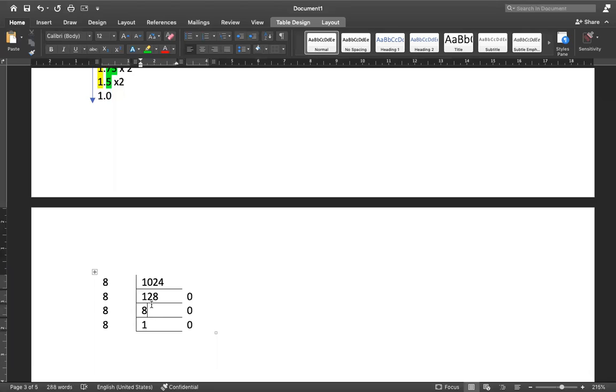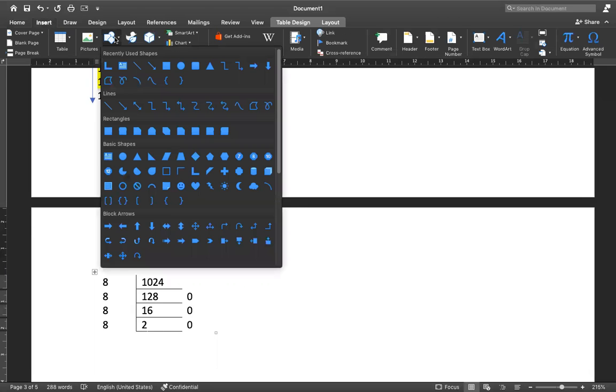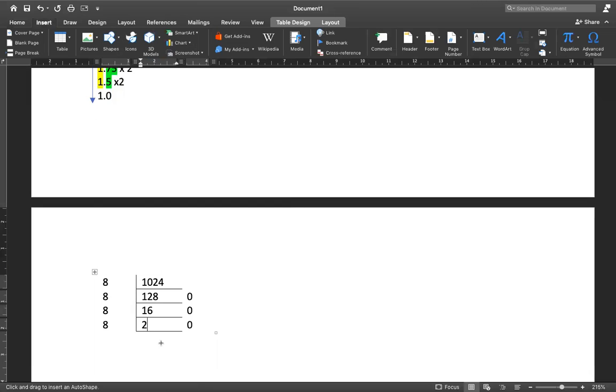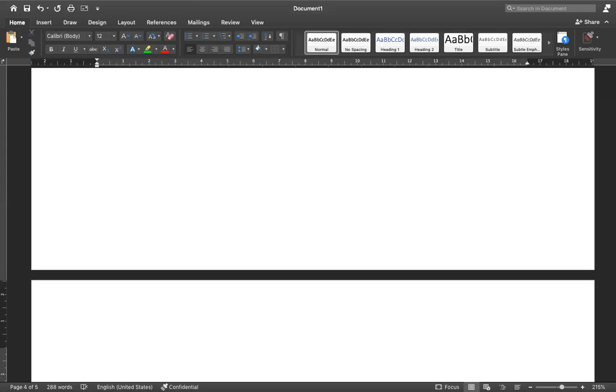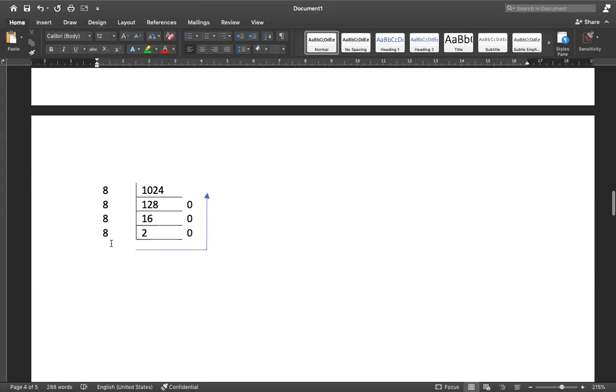128 divided by 8. What is the value? 16, remainder 0. 16 divided by 8 is 2, remainder 0. Then what is the value? 2 0 0 0. So what is the direction? First you have to go from here to here. That is the direction. Then the value is 2000 in octal.